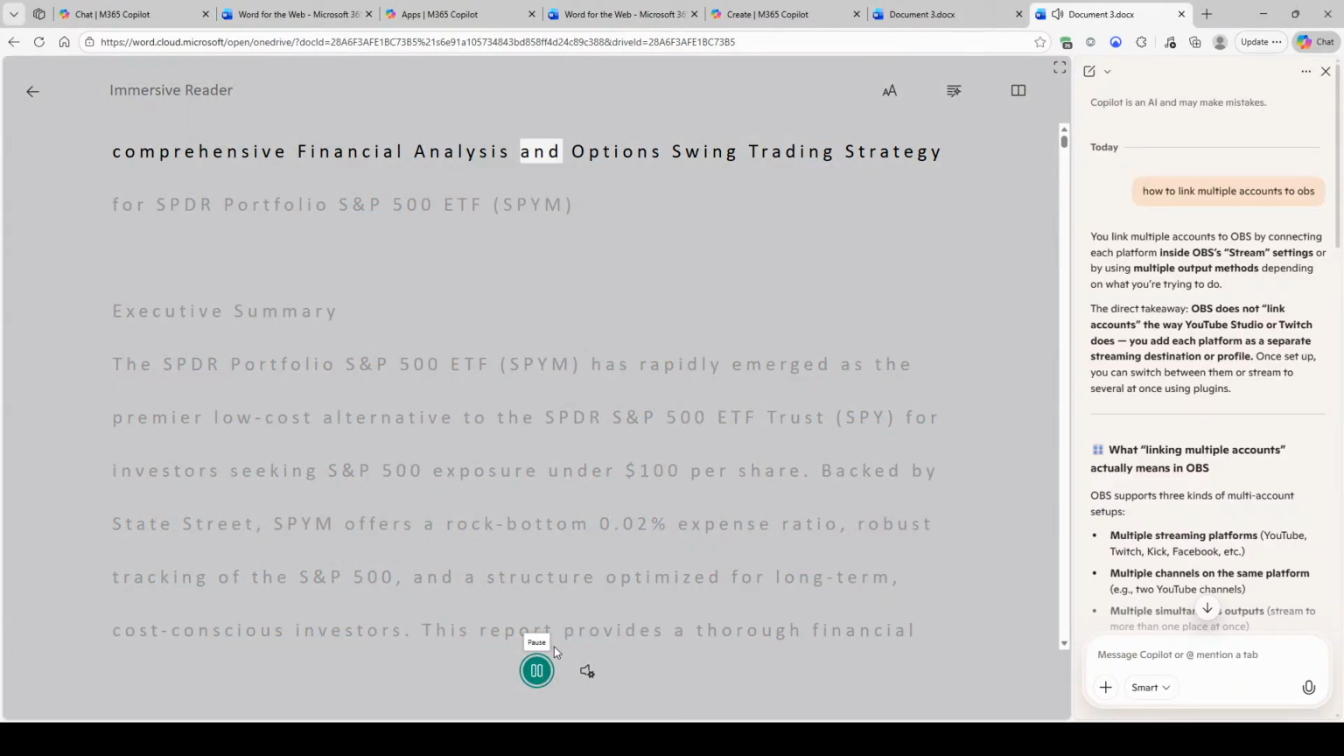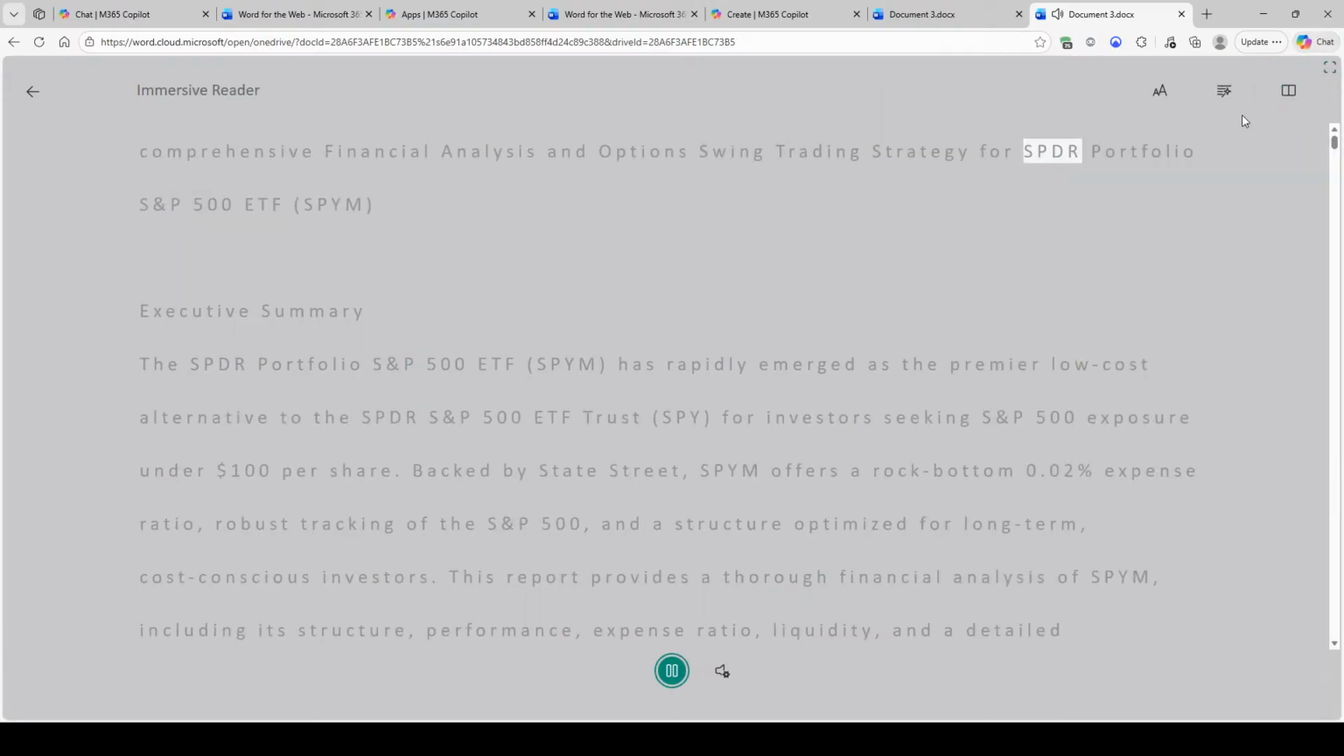Comprehensive Financial Analysis and Options Swing Trading Strategy for SPDR Portfolio S&P 500 ETF, SPYM. Executive Summary. The SPDR Portfolio S&P 500 ETF, SPYM, has rapidly emerged as the premier low-cost alternative to the SPDR S&P 500 ETF Trust, SPY, for investors seeking S&P 500 exposure under $100 per share. Backed by State Street, SPYM offers a rock-bottom 0.02% expense ratio, robust tracking of the S&P 500, and a structure optimized for long-term, cost-conscious investors.